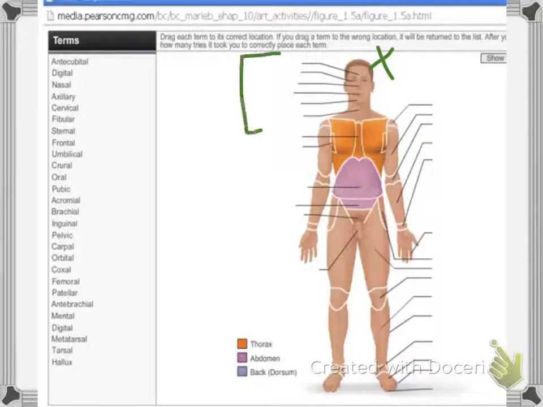The entire head area is called the cephalic region. And that's anterior, posterior, the entire head region is called cephalic. Let's go on to the next. Let me get this out of the way here. Okay, this part right here, that is the frontal. I can remember that because I think of my forehead.